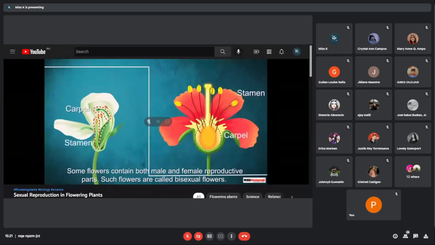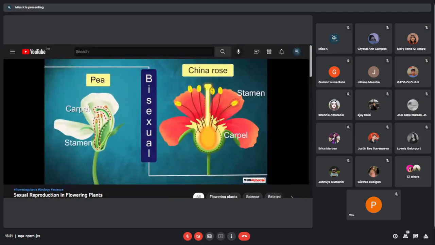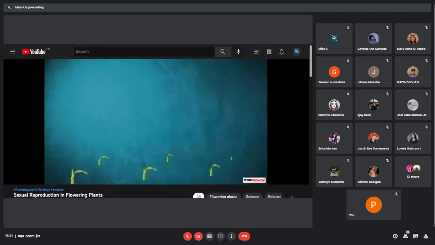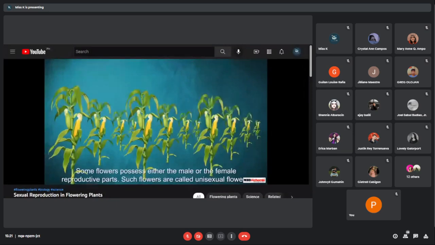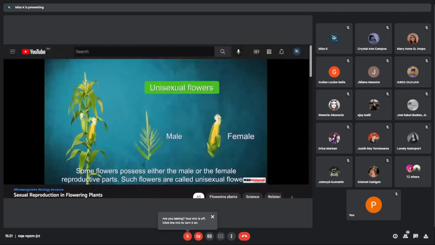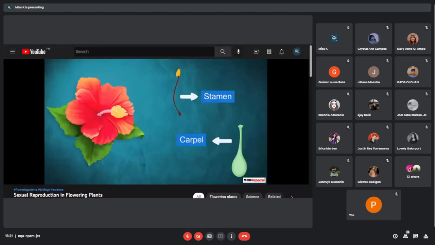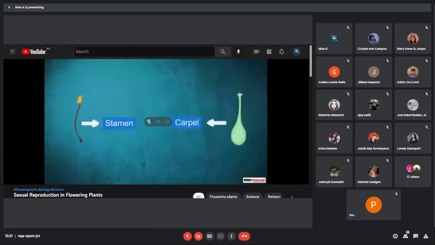Some flowers have both, and such flowers are called bisexual flowers. Unisexual flowers have only a stamen or only a carpel, for example, corn and cucumber.